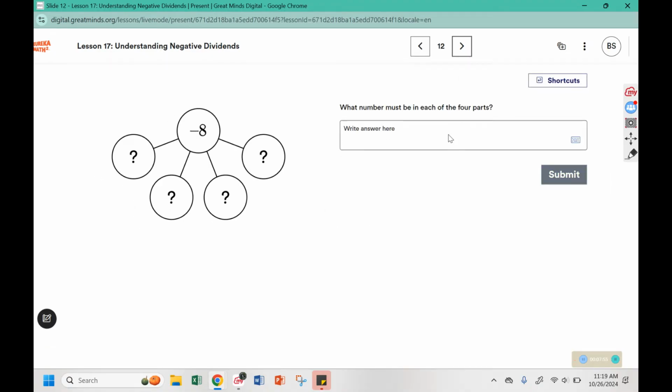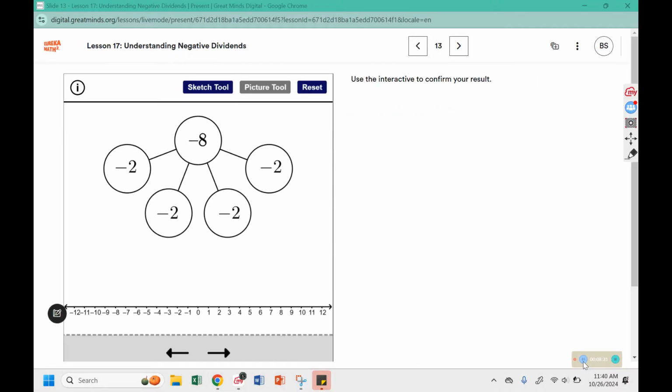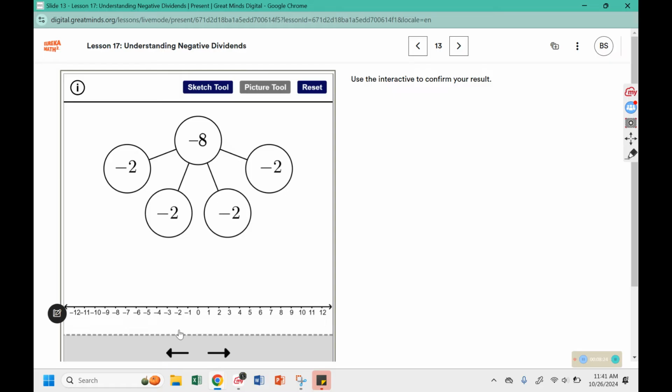What number must be in each of the four parts? If I split -8 into 4 equal parts, that would be -2. Because if I put 2 in each box, that would give me +8. But to get -8, I would need 4 -2's combined. Use the interactive to confirm your result. So we're going to the left 2 to represent -2, and we should have 4 of those arrows connected together to create -8.